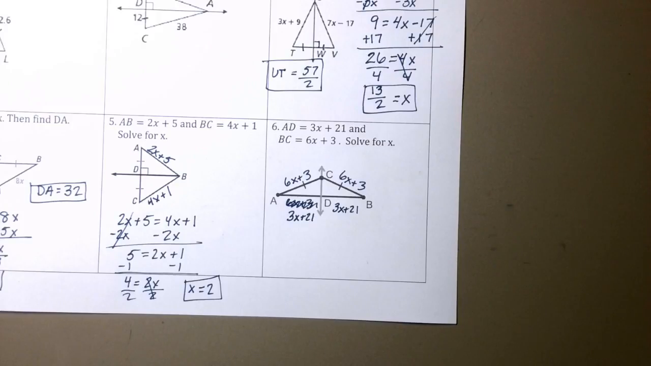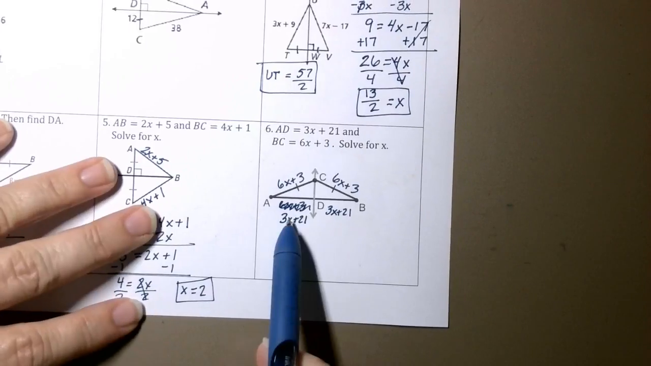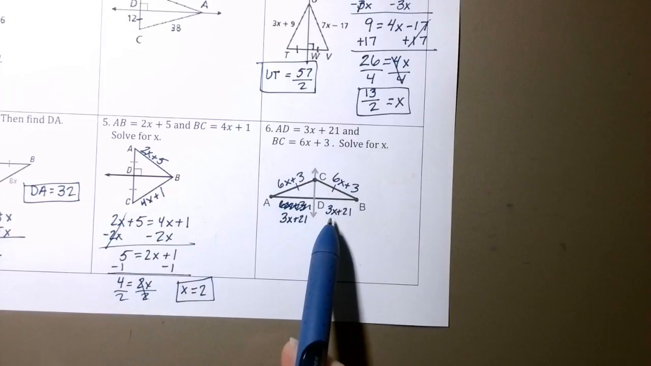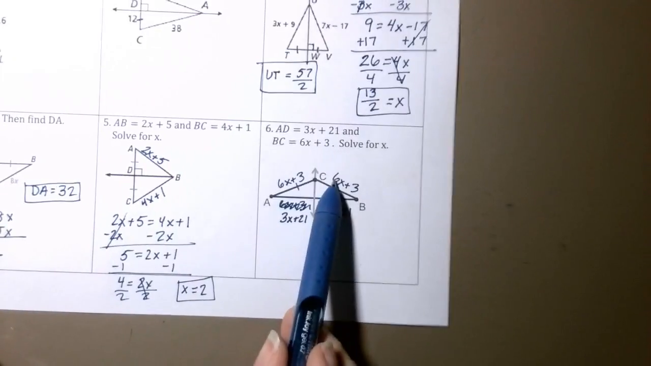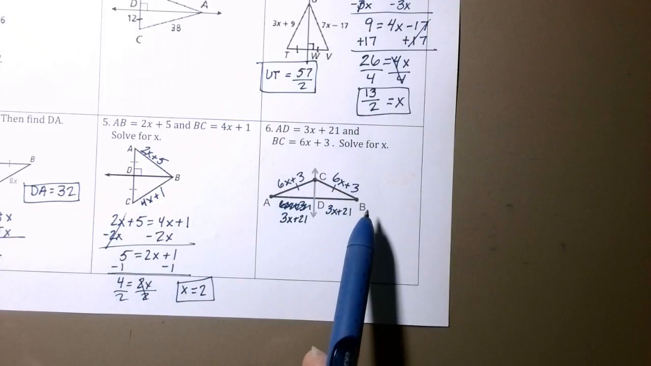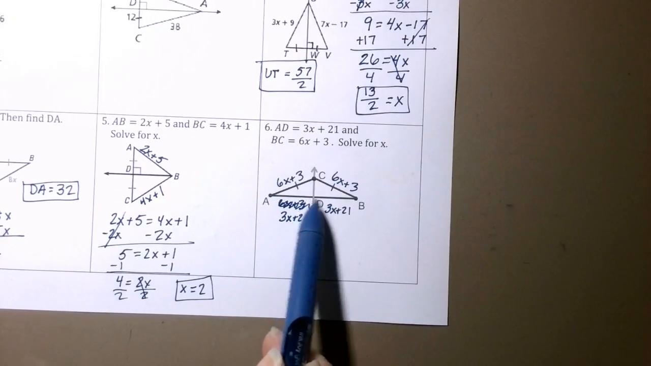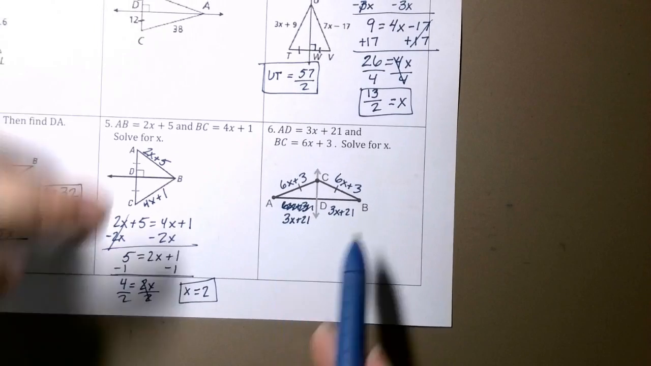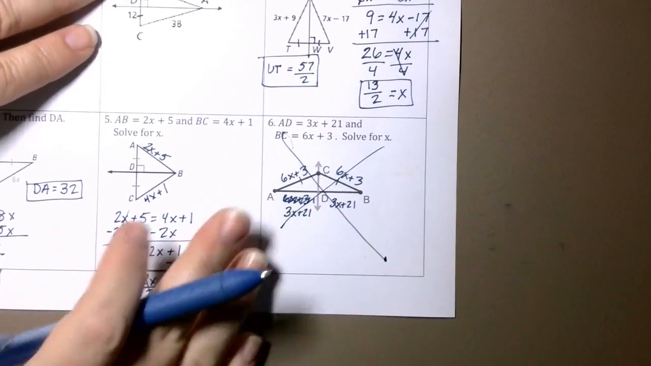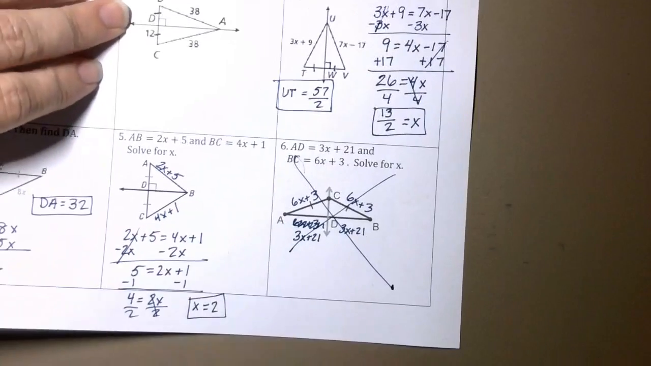You can add 6x plus 3 plus x plus 21 equal to a. Except that they're not giving me angle measures. Angle measures add to 180. If I set this equal to this, everything is going to cancel out, right? 3x plus 21, and BC is 6x plus 3. I don't think we can do anything with that one. We'll skip it. Doesn't give me enough information, does it?